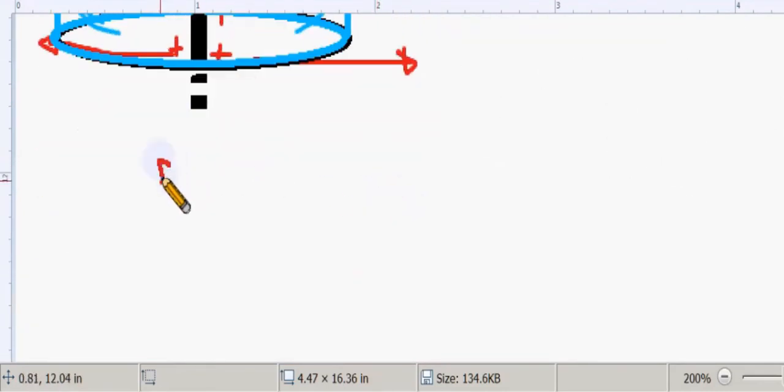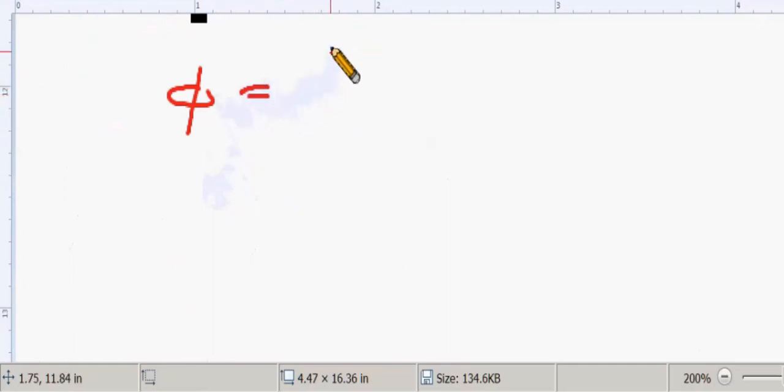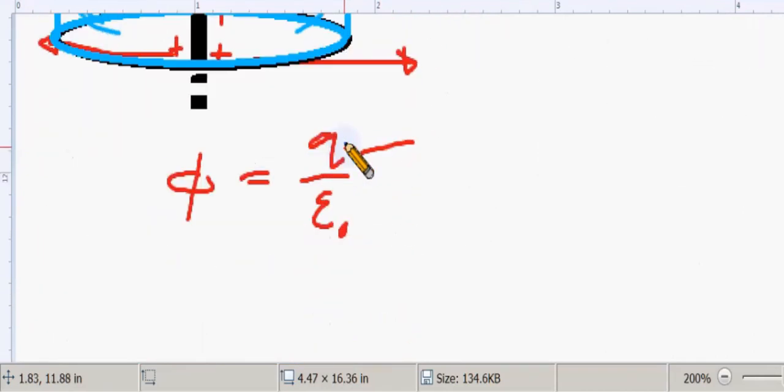So Gauss's theorem is total flux, this total flux equals Q divided by epsilon naught, permittivity of vacuum. This Q is the total charge inside the Gaussian surface. Inside, we don't take any charges if there are outside, we don't take them, only we take the charges inside the Gaussian surface.